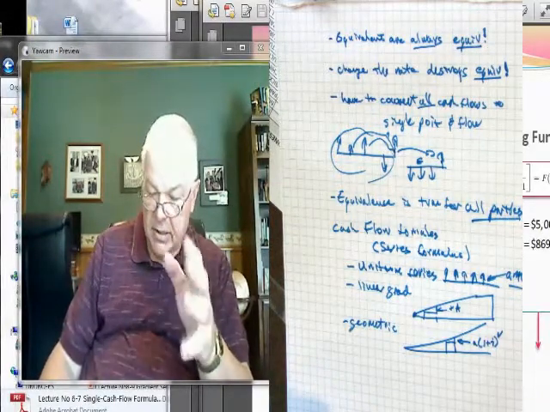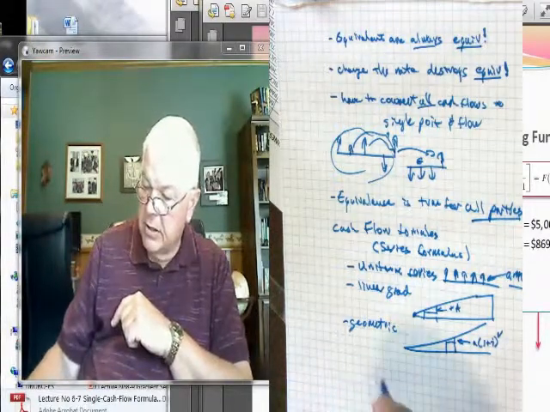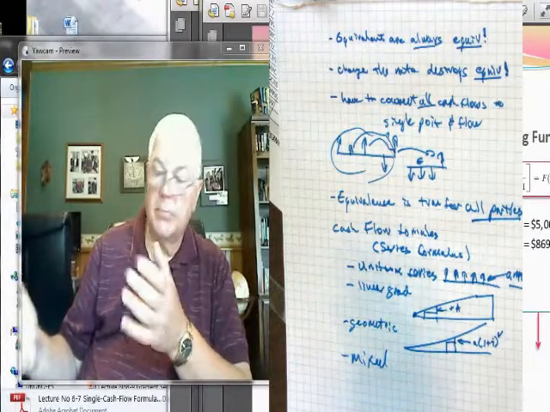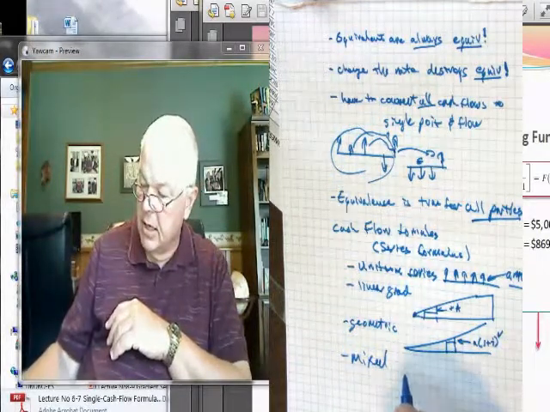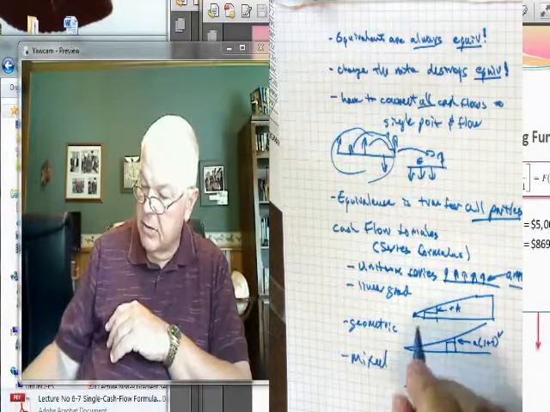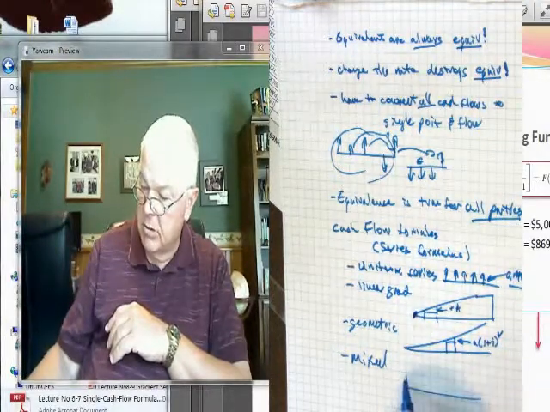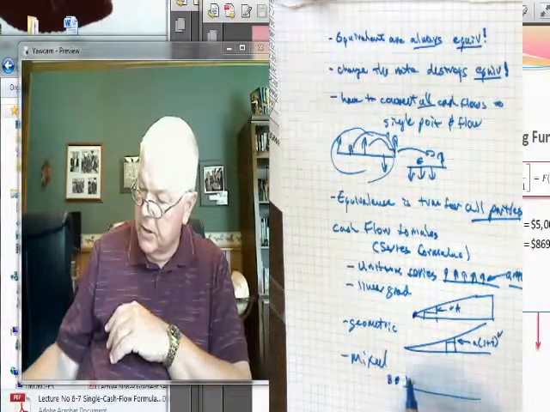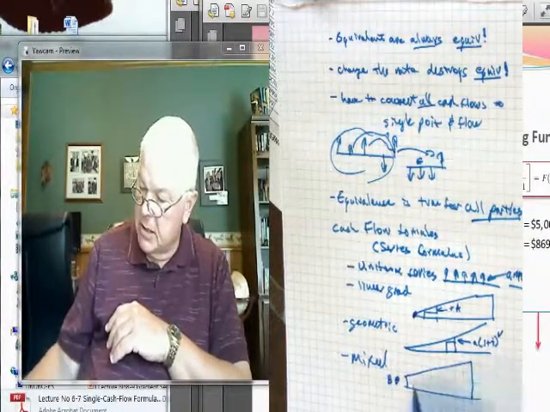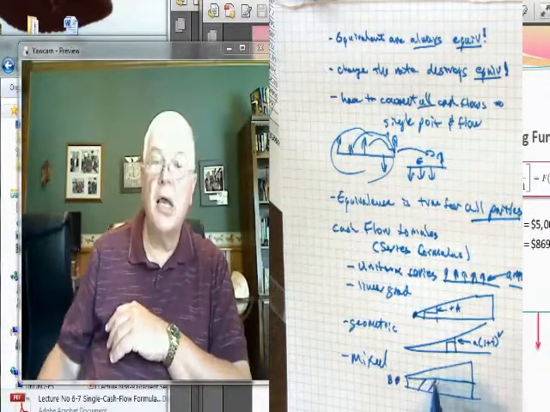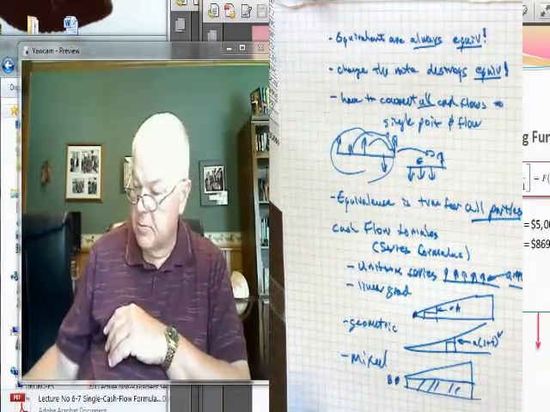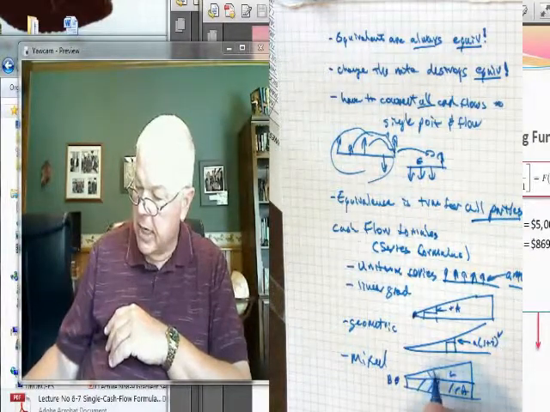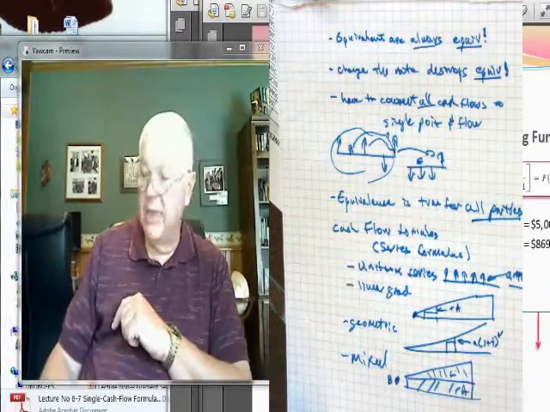But that is geometric. And then there's mixed, and mixed is just like it sounds. Add two or three of them together. So, for example, a common thing is that instead of starting out at 0, we start out at some fixed amount B, and then it goes up in a straight line from there. This is mixed because you can analyze it as a constant payment, an annuity, and a linear piece. And so you can analyze them separately and add them together. That's mixed.